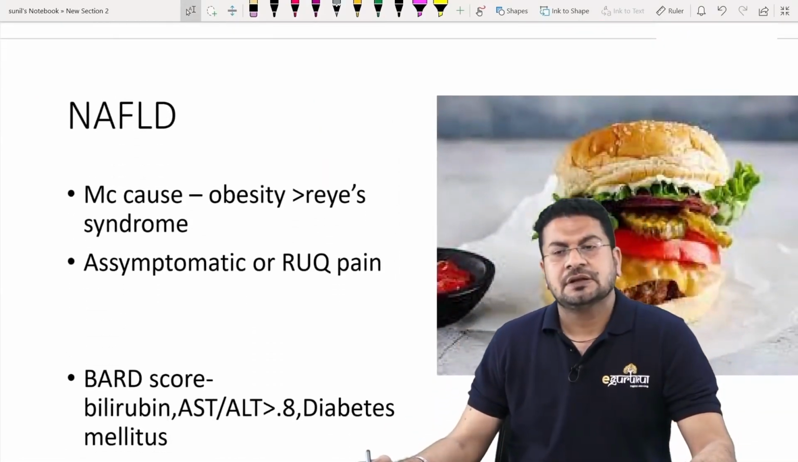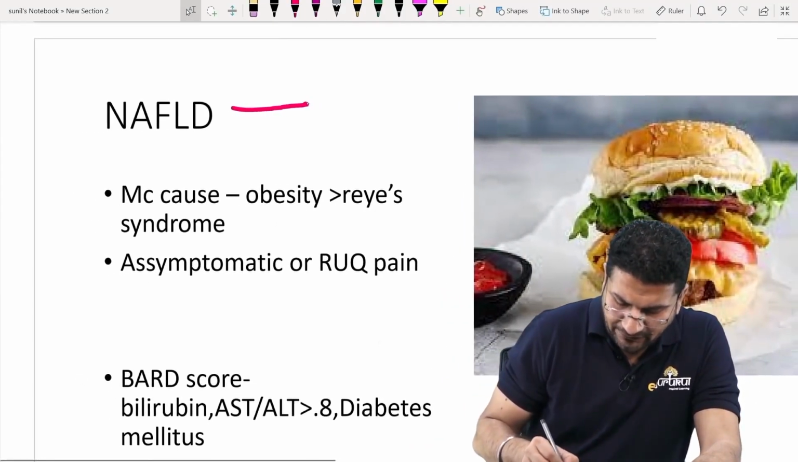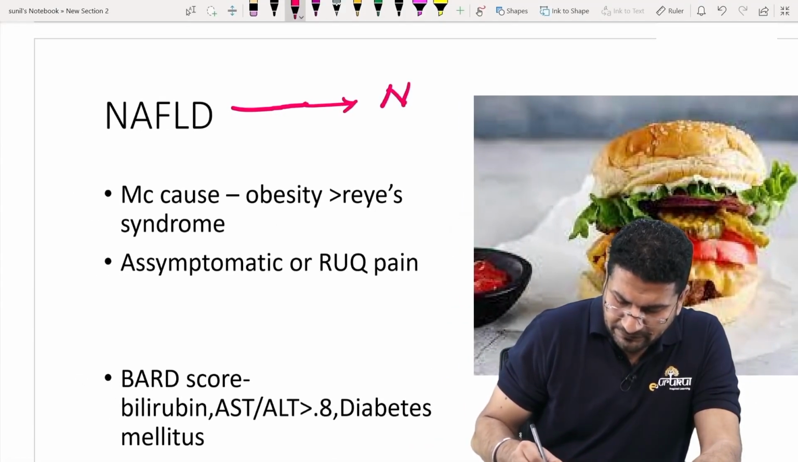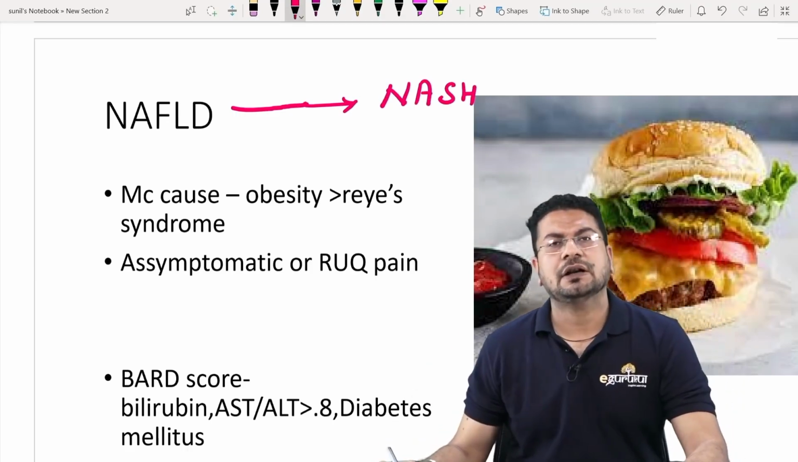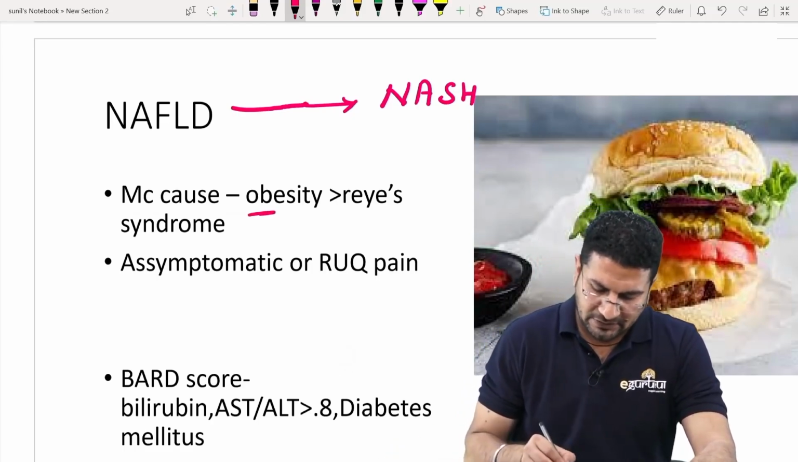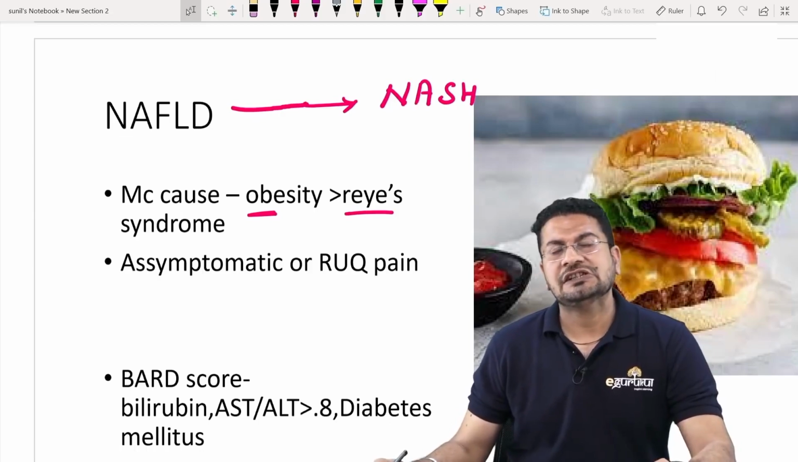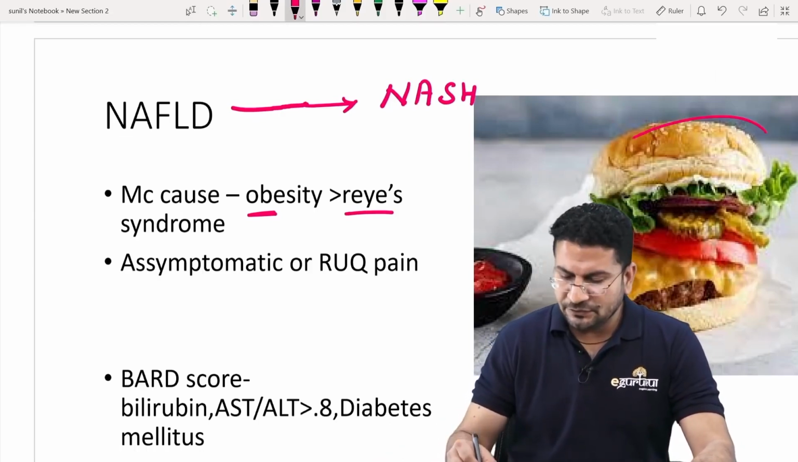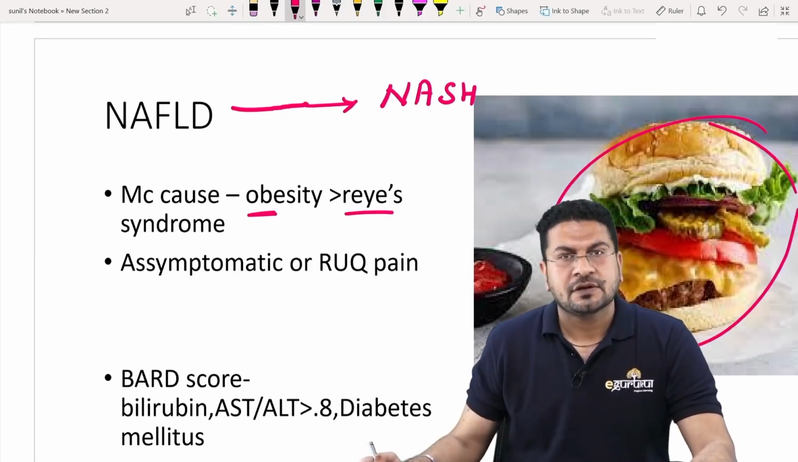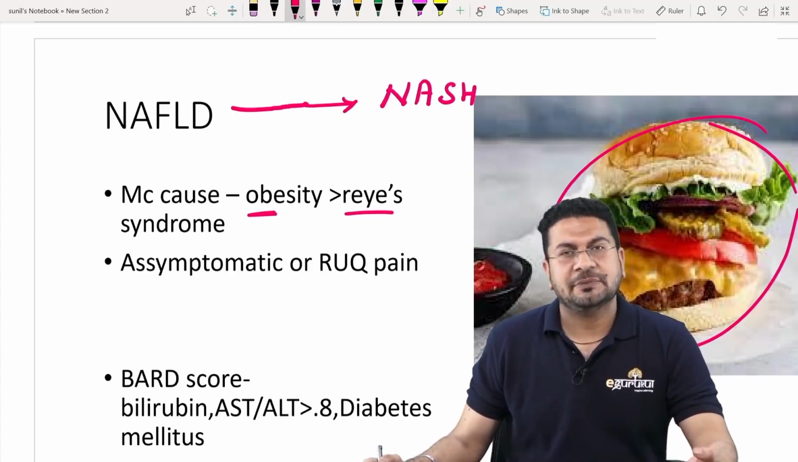NAFLD. NAFLD is non-alcoholic fatty liver disease. Understand this. This NAFLD we use the term, but if this non-alcoholic fatty liver disease is having some necrotic foci, you will see some necrosis, then we use the term NASH. The most common cause is obesity in adult and Reye's syndrome in children. So obesity is due to this junk food. So generally you can see half of the students who are watching this lecture, they may have this.